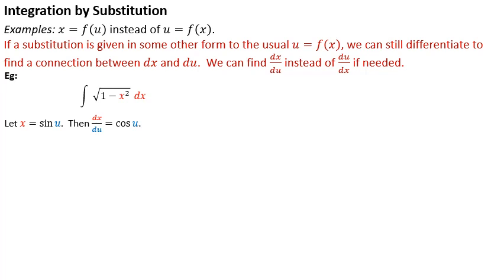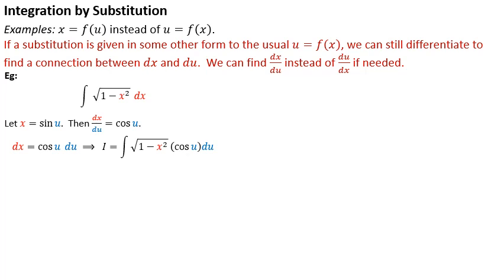But I've made it easier for myself by saying I'm going to find dx by du. And on the left, that just gives dx by du. I'm differentiating with respect to u. And on the right, when I differentiate with respect to u, sine u becomes cos u. And that gives me the connection between dx and du. I can write dx as cos u times du.